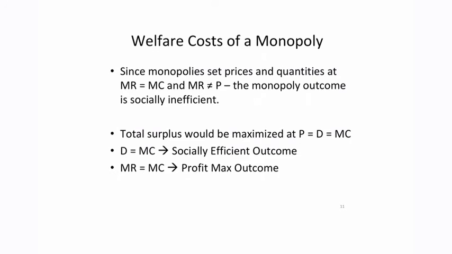Now, because the monopoly is charging more than the point where marginal revenue is equal to marginal cost, this yields some costs to society. What we think of as the point where total surplus is maximized is going to occur at the point where price, which is the demand curve, is equal to marginal cost. The point where demand is equal to marginal cost is what we call the socially efficient outcome. But we know that the firm is going to produce where marginal revenue is equal to marginal cost.